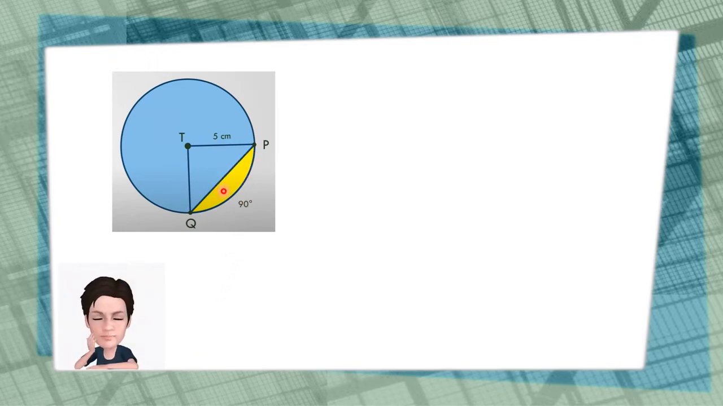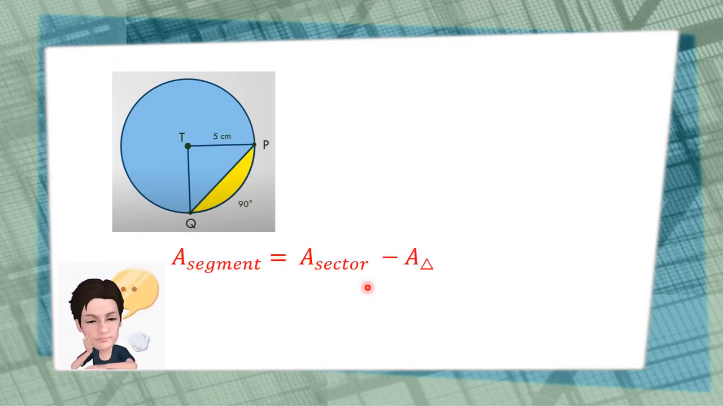Okay, so let's start with the formula for finding the area of a segment of a circle. I do hope you can still remember. Area of a segment is equal to area of a sector subtracted by area of a triangle. Okay, so let's do this one by one before we move on to the substitutions of all the areas that we need. So let's start with the area of a sector. Okay, so let's substitute in our formula.